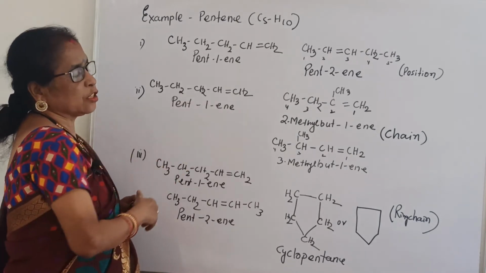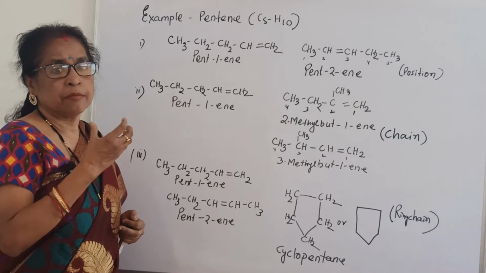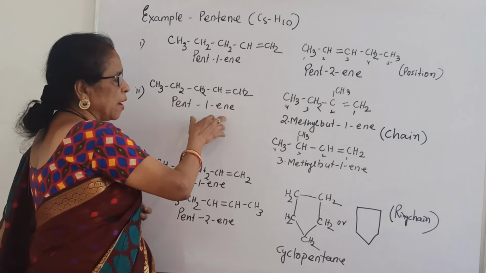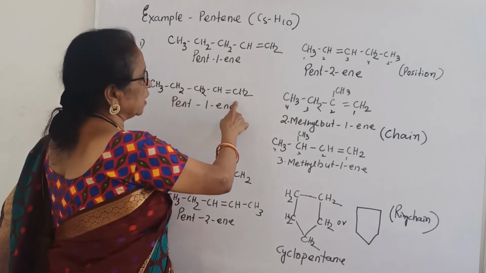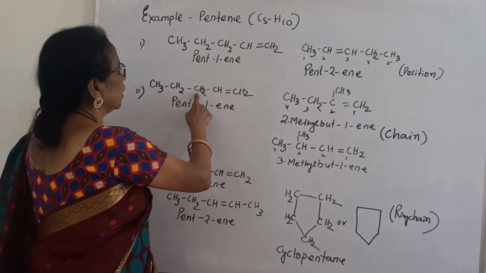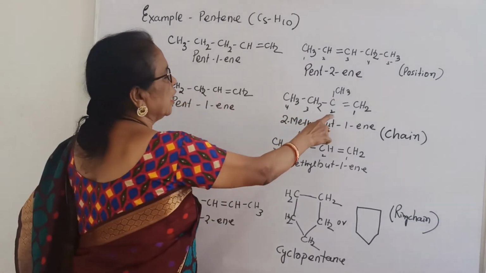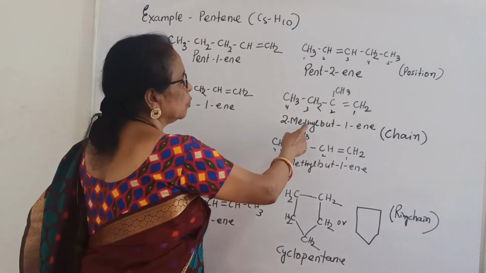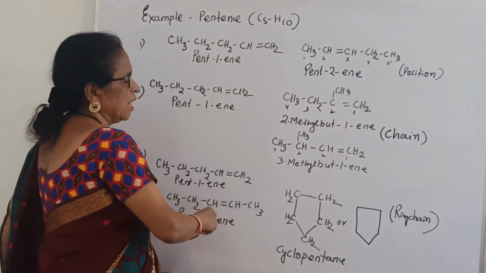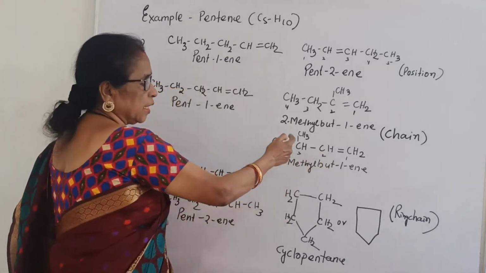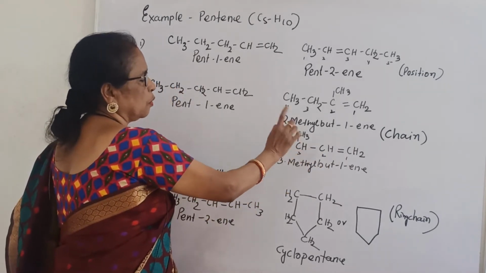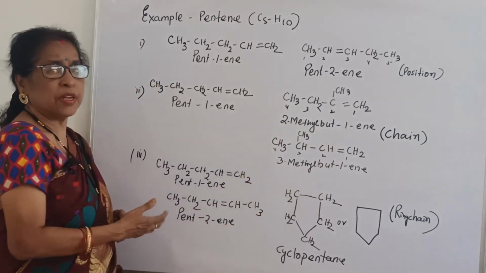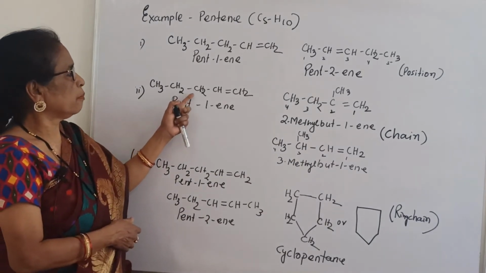Now chain isomerism, that means what chains may be possible in pentene. First one, pent-1-ene. If I want to write it, here you can see 1, 2, 3, 4, 5, and in position 2 there is a methyl group, that is why it is called 2-methylbut-1-ene. Similarly in position 1, 2, 3, 4, at the 3 position a methyl group, 3-methylbut-1-ene.